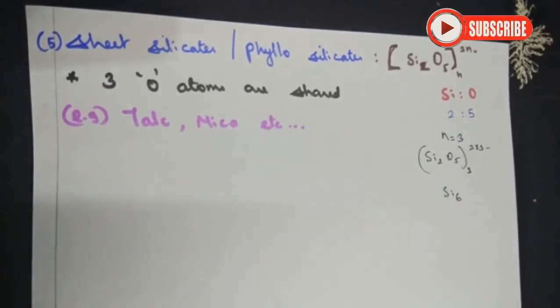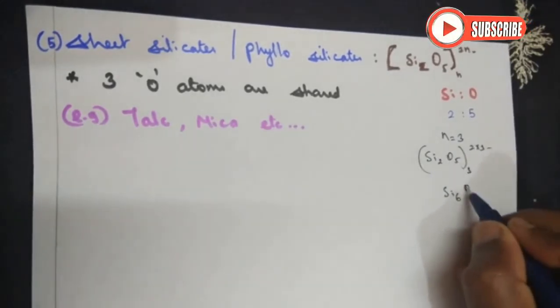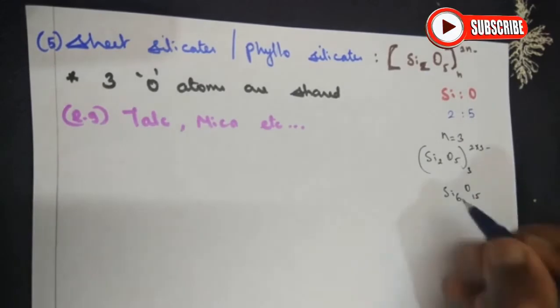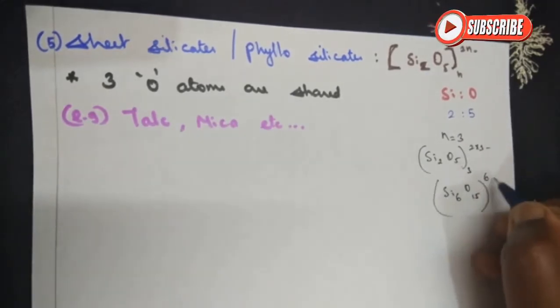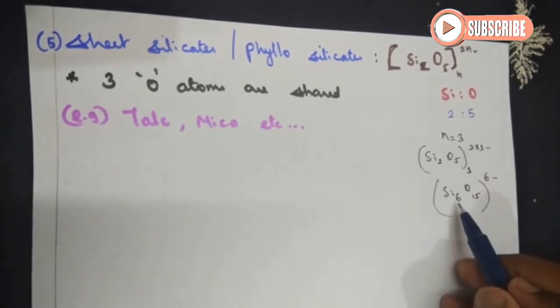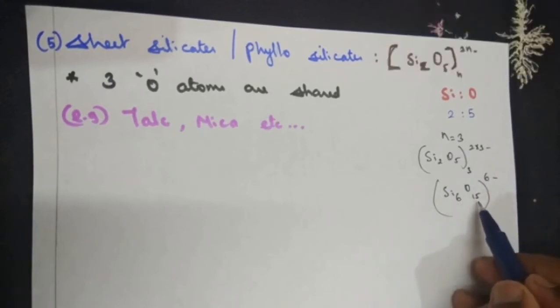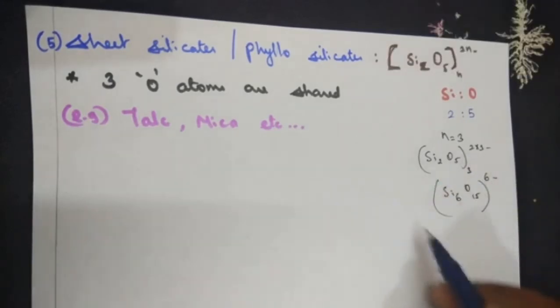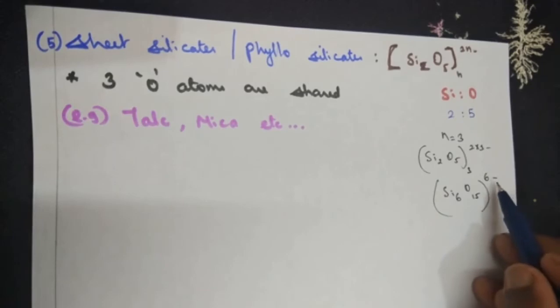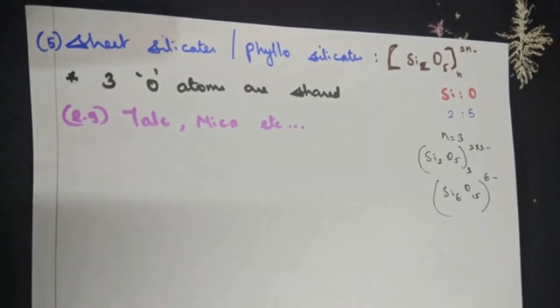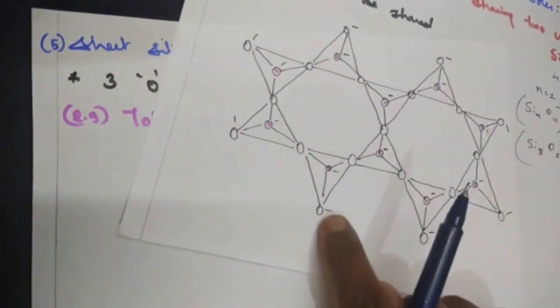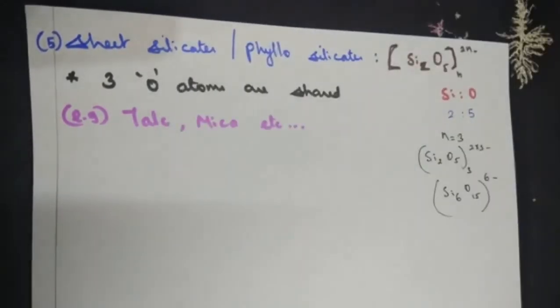So we will get Si 6 times. 5 3s are 15, oxygen 15 times. 3 2s are 6. So 6 atoms of silicon are bonded to 15 atoms of oxygen. Finally, when you calculate the overall charge, only 6 minus will be there. You know how to calculate the charge over them after drawing the structure.